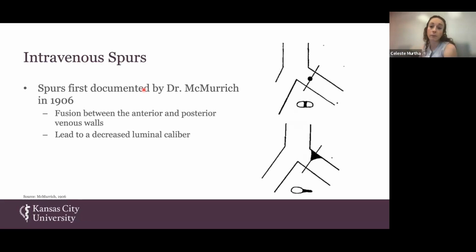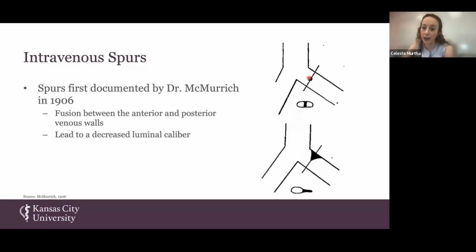Okay, let's talk a little bit more about spurs themselves. They were first documented by an anatomist named Dr. McMurrich in 1906. He defined these as a fusion between the anterior and posterior venous walls that lead to a decreased luminal caliber. If you look on the right side of this slide, these two diagrams are actually from Dr. McMurrich's 1906 manuscript, diagrams that he drew of the spurs that he observed.